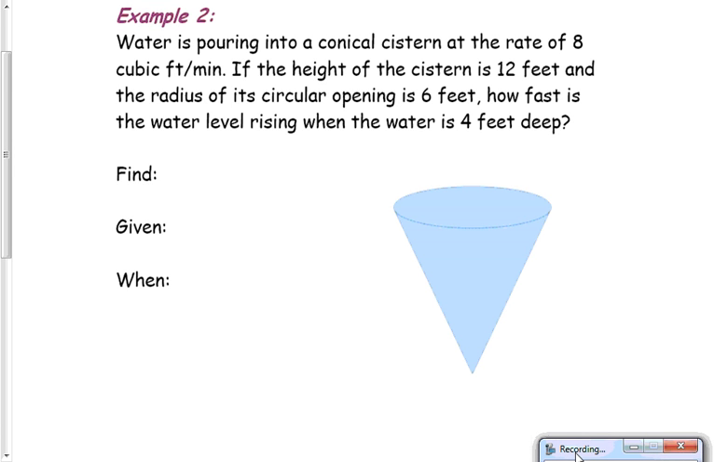All right, where are we at? What did you say was given? What number and what notation? 8 cubic feet per minute. What is that a measure of? It's a rate because there's a measurement over a measurement.